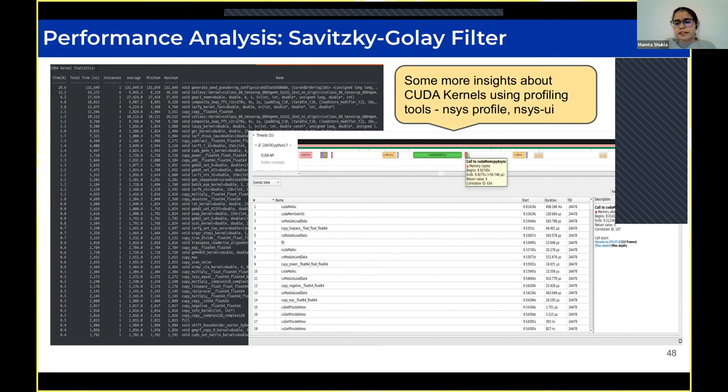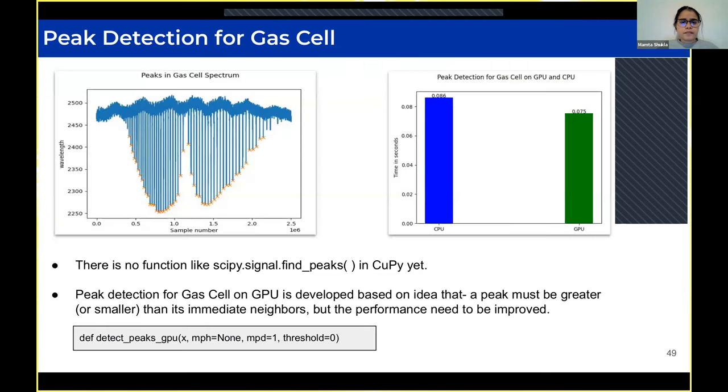And one of the most visible things, specifically with this algorithm, was the copy pasting between CPU and GPU. So I try to avoid them. And yes, you can also use the command line version as well, where you can see actually how different kernels are working underlined with the CuPy.